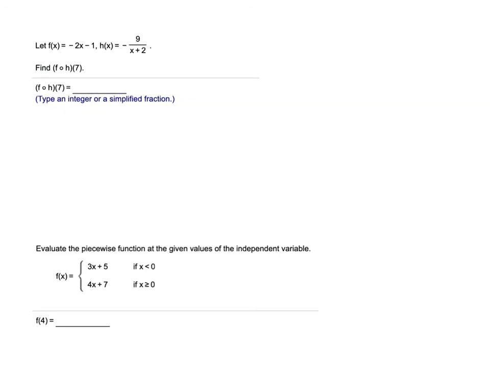Okay, composite functions. We are asked to find f of h of 7. Because if you remember, you can rewrite this if you want to, from left to right in the same order that you see it.